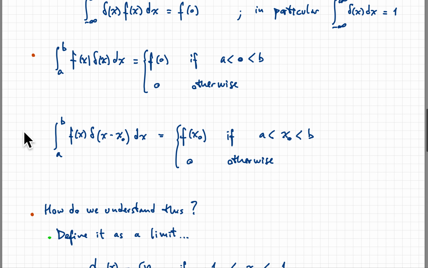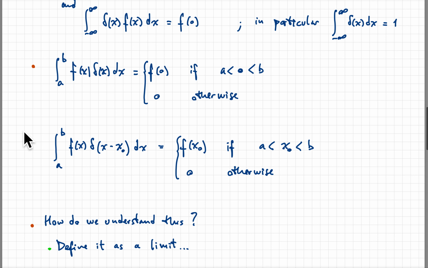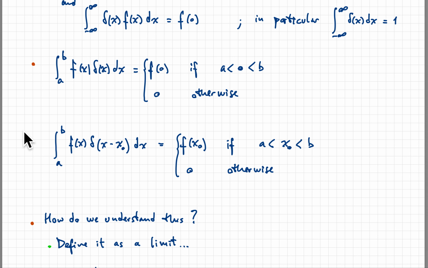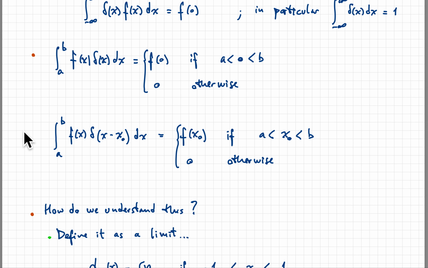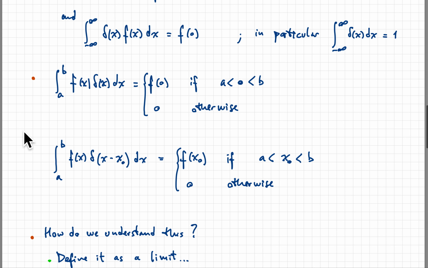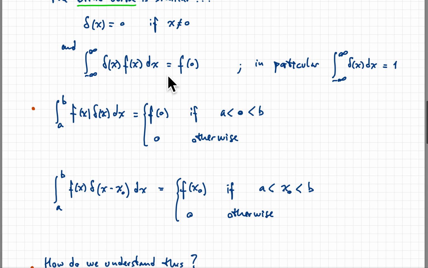So how do we understand this weird object? At first, it might seem like a very weird thing, because it vanishes everywhere except at one point, and that point is singular enough to guarantee that you have all the weight there, and the integral of that object is 1, and the integral of that object multiplied by a function.